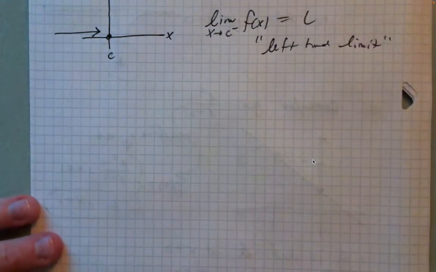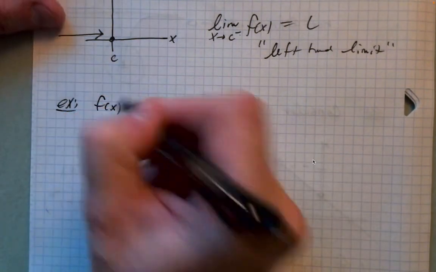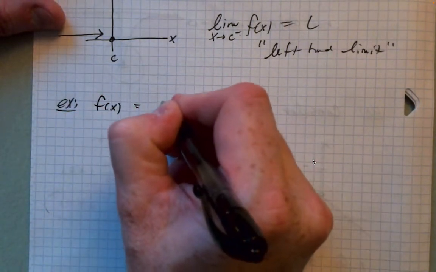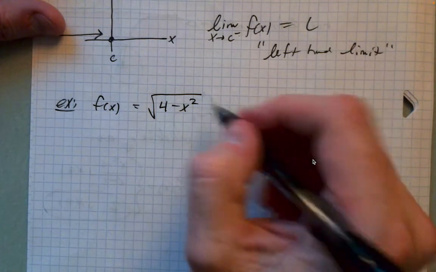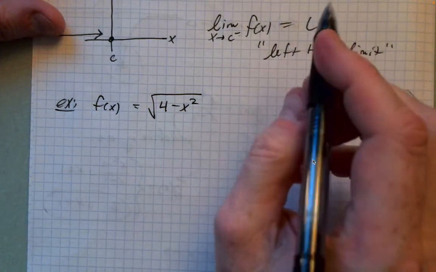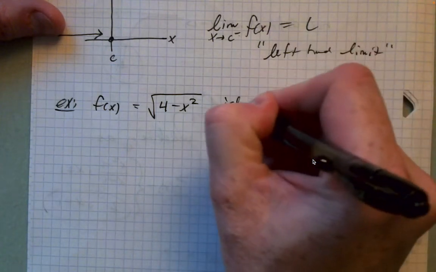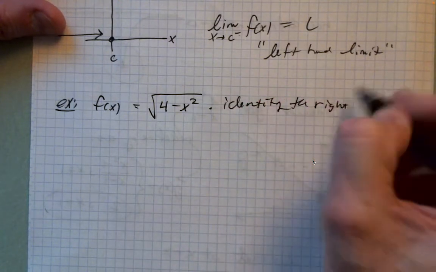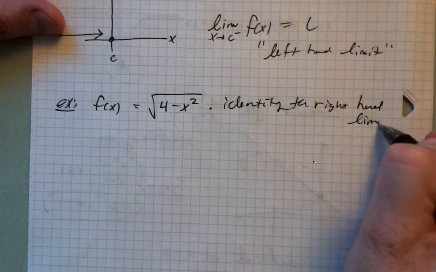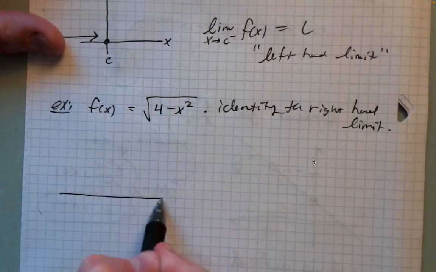Okay, let's see an example of something we can talk about once we have this idea. Let's consider the function f of x equals the square root of 4 minus x squared, and let's identify the right-hand limit. The right-hand limit of this, right? So this is a weird function here, and so the way this looks, if we plot it, right?